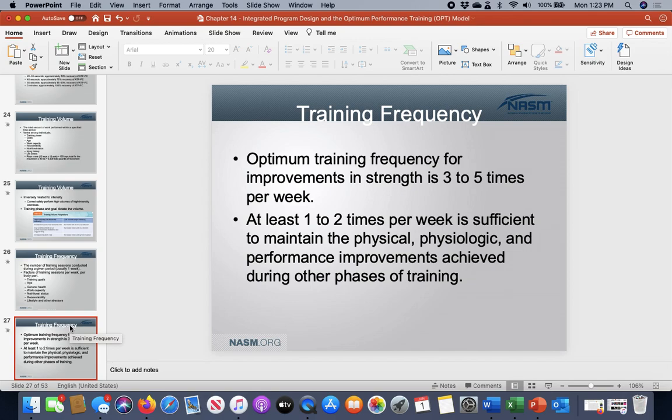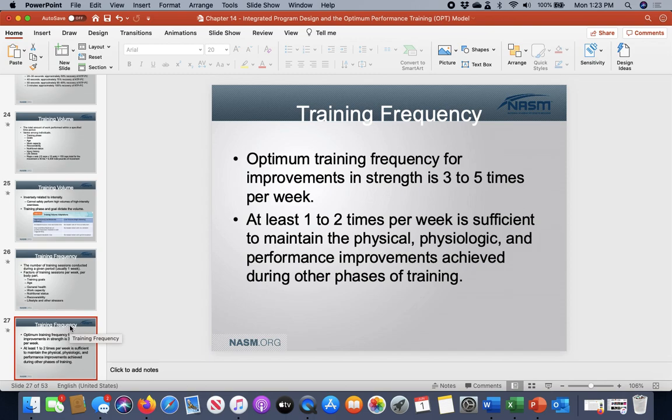So again, what are some frequently used things? 3 to 5 days for strength. Doesn't mean it can't be 5 to 6, but again, you've got to be very careful of the training load that you're putting on your system. Now, the last one is a little tricky too, but we'll explain that in a second.